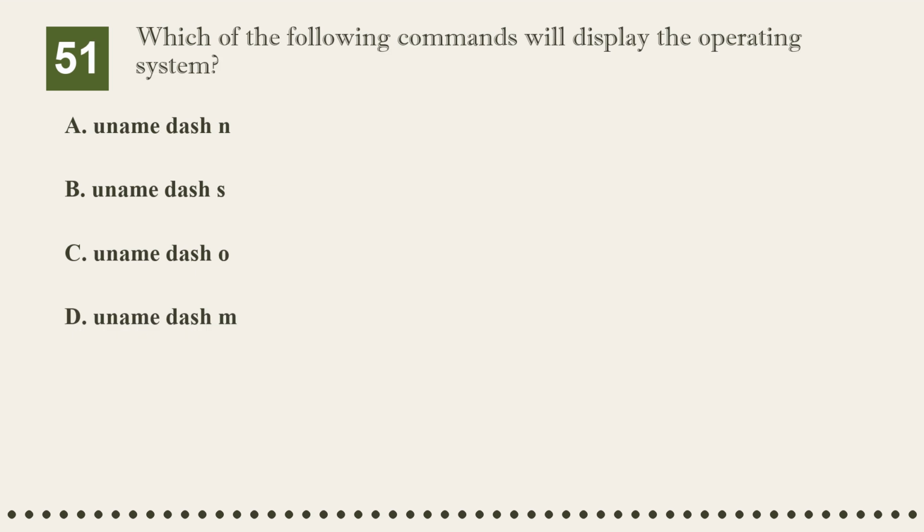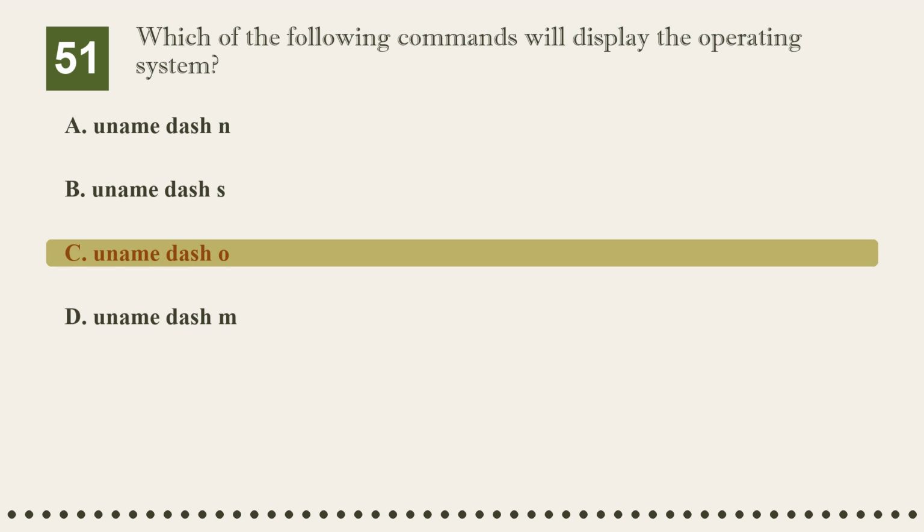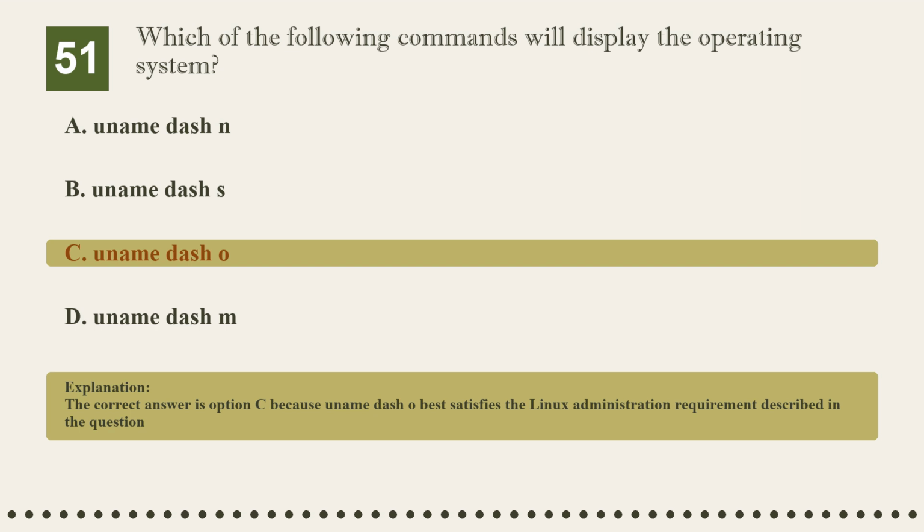Question 51. Which of the following commands will display the operating system? Option A, uname -n. Option B, uname -s. Option C, uname -o. Option D, uname -m. The correct answer is option C, uname -o. The correct answer is option C because uname -o best satisfies the Linux administration requirement described in the question.